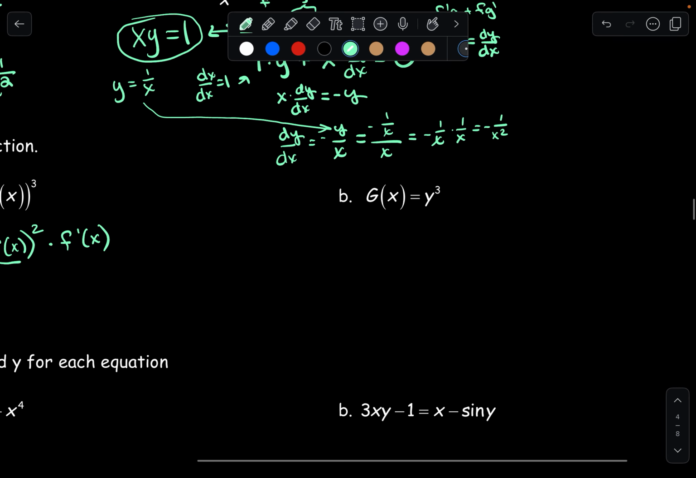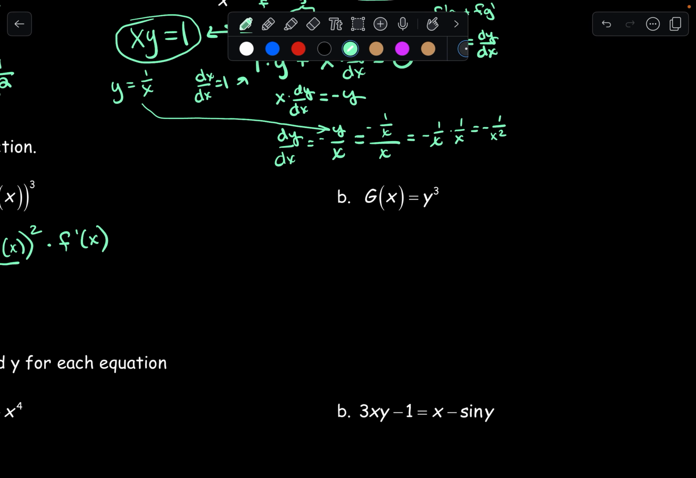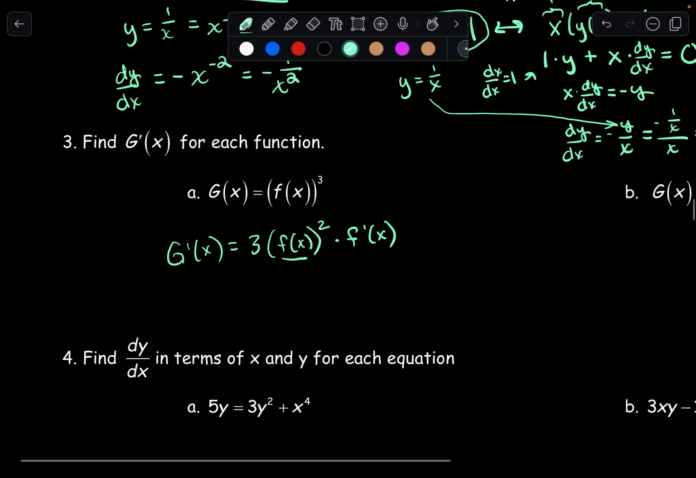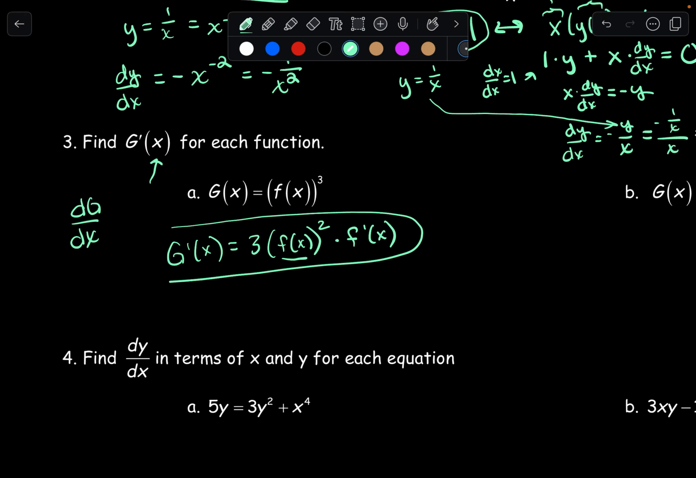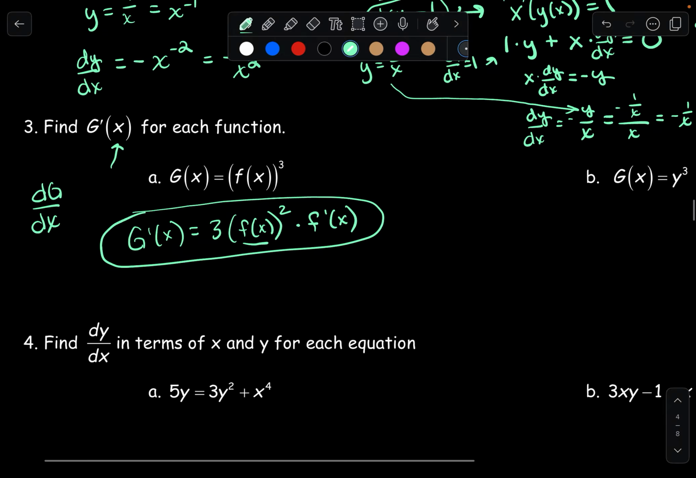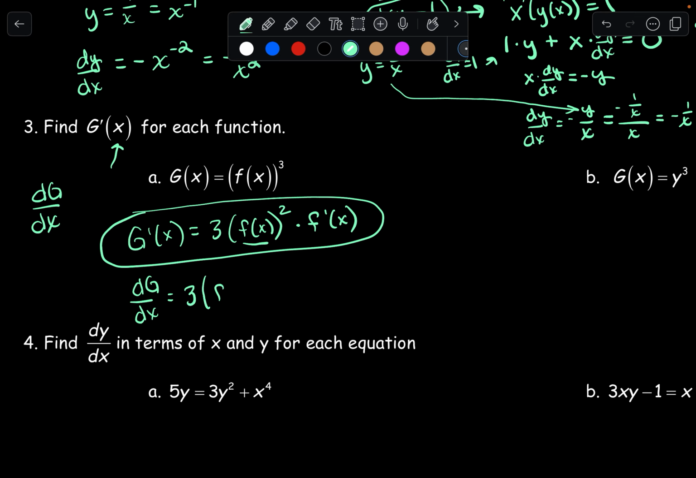All right, part B says g of x is equal to y cubed. Okay, so with these, when it says g prime of x, that means we are finding the derivative of g with respect to x, okay? So with this example, we could just do the chain rule straight up, okay? Because f is in terms of x, we were able to just differentiate that function, okay? Now, if I were to rewrite this using Leibniz notation, it would be dg dx is equal to 3 f of x, and then times the derivative of f with respect to x.